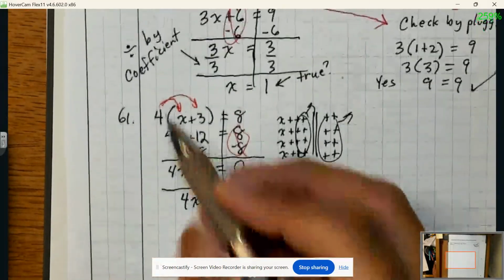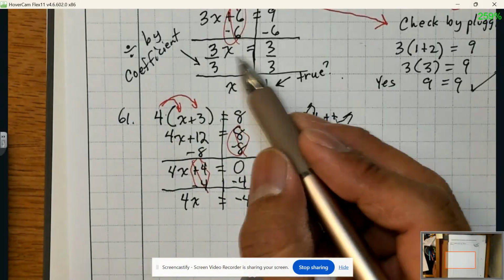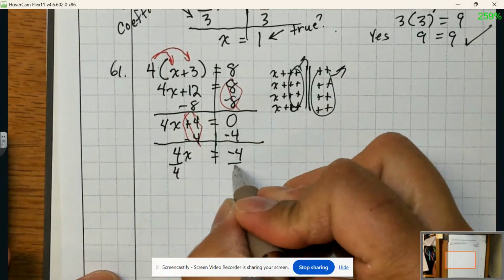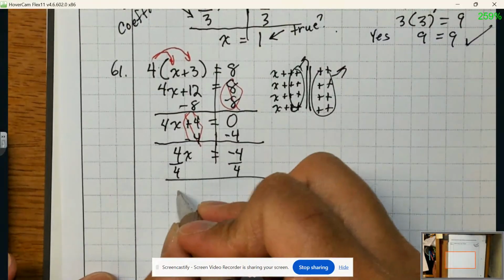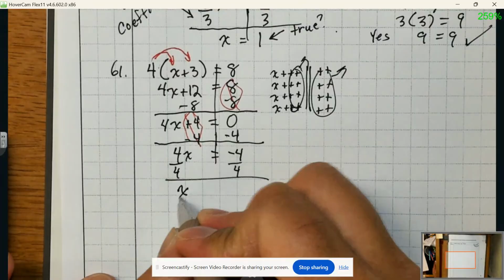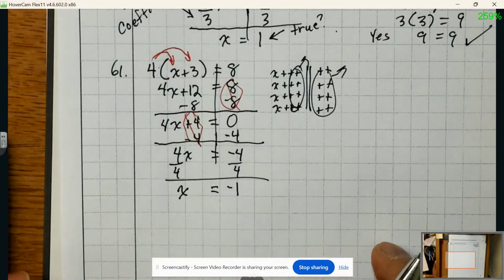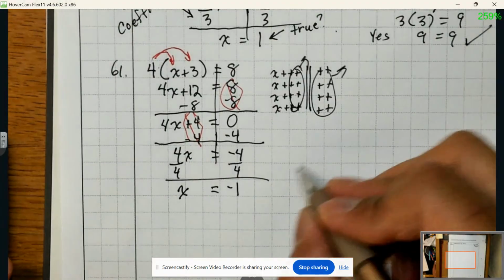And then our last step, let's look back here. Well, what happens when I have more than one x? You're going to divide by the coefficient, and you're going to get your equation, which is your answer, your solution. X equals negative 1. Okay, and let's go ahead and check that.